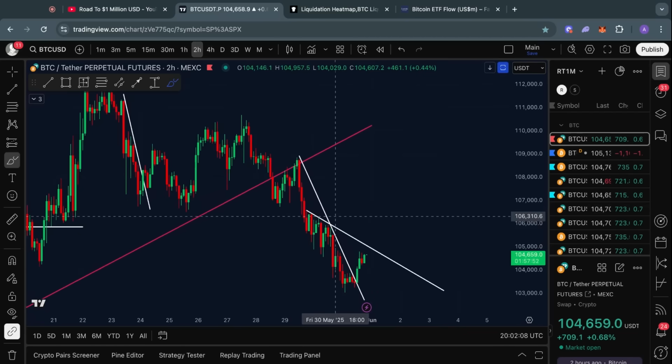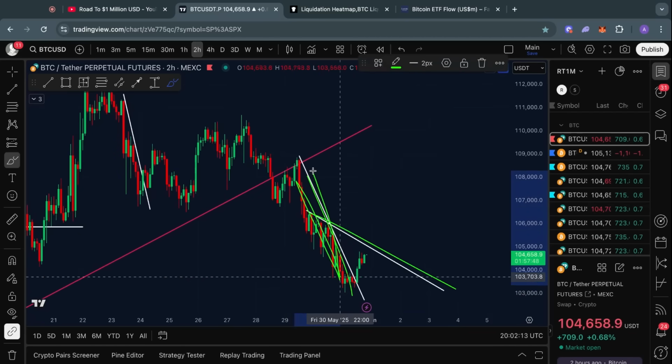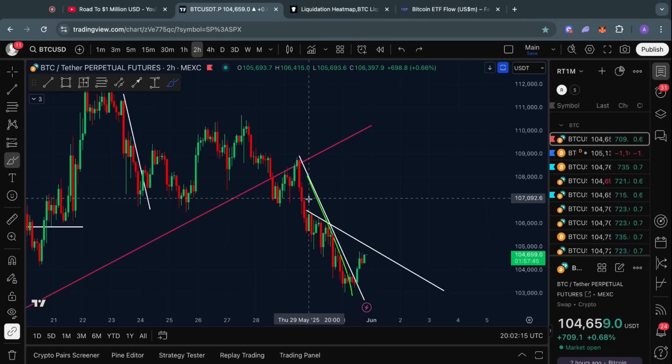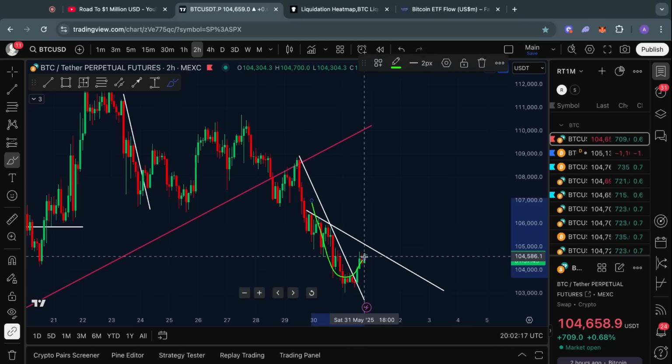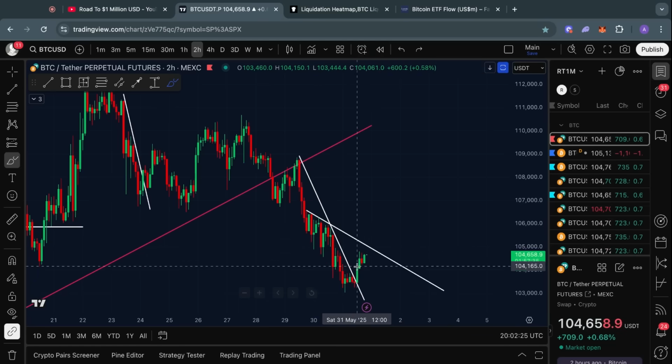Moving on to the 2-hour time frame, here we are starting to break some of these downtrends, right? We already broke this first downtrend. So if you are a bull in this case, we are seeing a bit of bullish momentum here. But the next critical area of resistance to pay attention to is about 105K in the Bitcoin price.